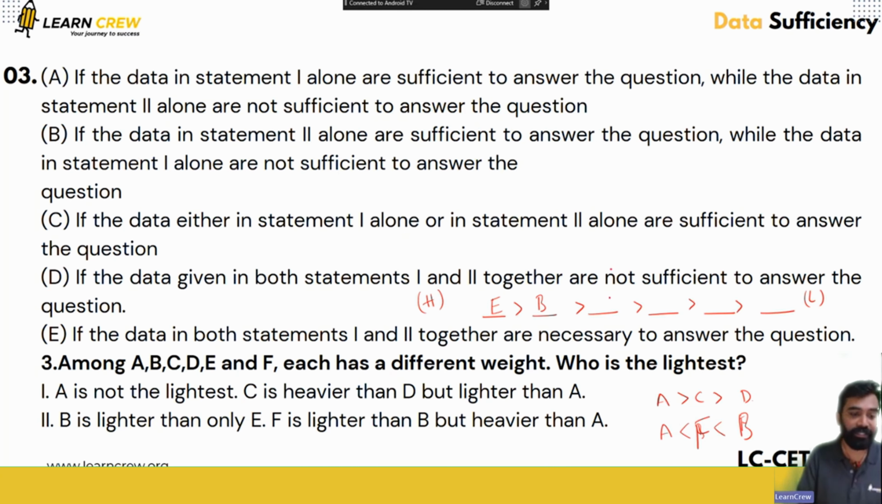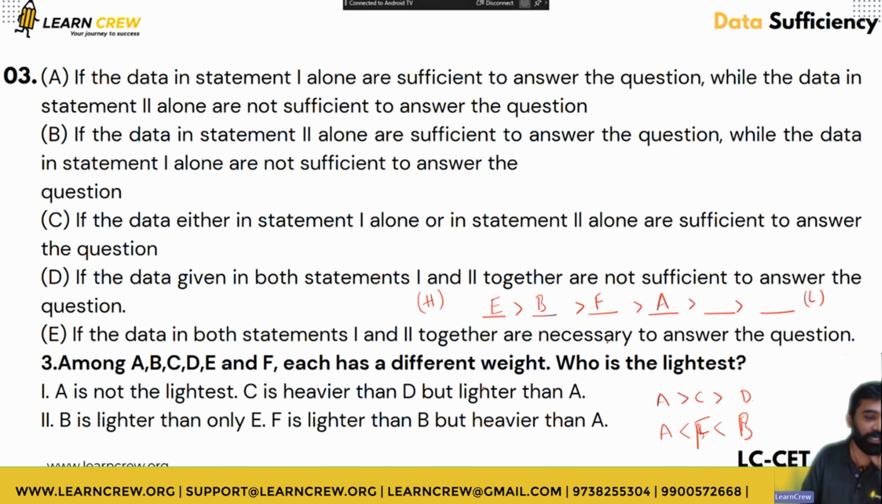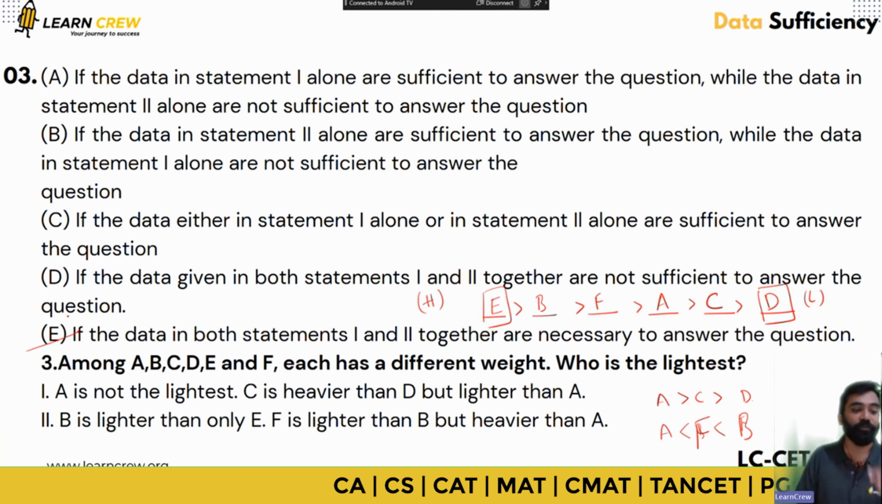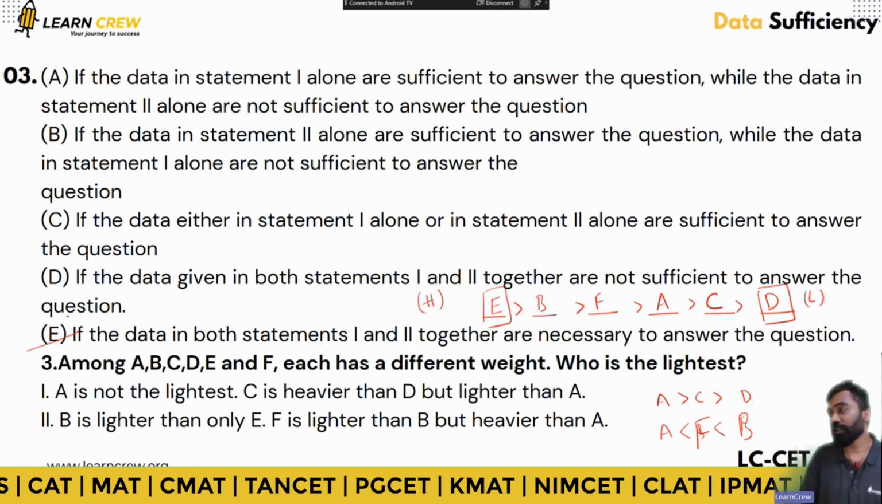So F is lighter than B, which means F is going to be here, but it is going to be heavier than A, which means A is going to be over here. And then C is heavier than D but lighter than A. So obviously we are ending up with D as the lightest, E as the heaviest. So the answer for this will be both statements 1 and 2 together are necessary to answer the question.